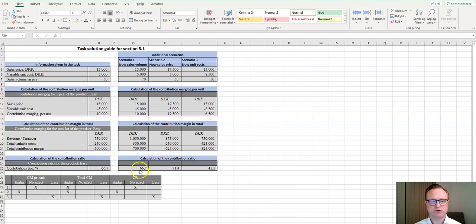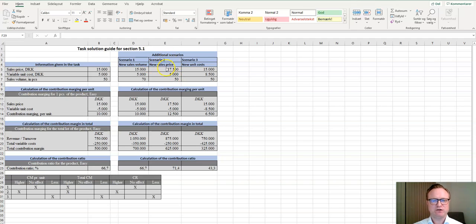If we look at the contribution ratio, we can see that this is still the same because we still have the same share, the same percentage of the selling price left when we have paid for the variable cost. It is still 10,000 per unit, which is the same share as it was in the base scenario. And when we calculate it, it still gives the same share in relation to the selling price as a percentage. Good. Let's look at scenario 2.